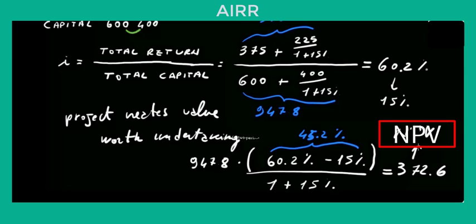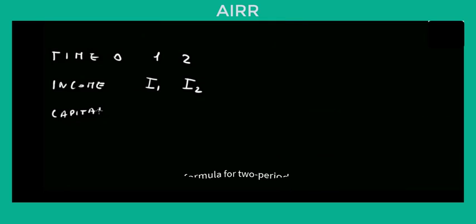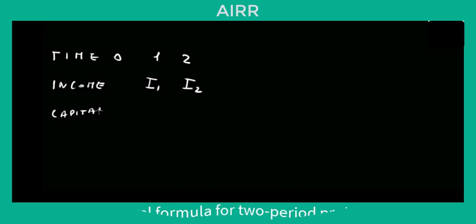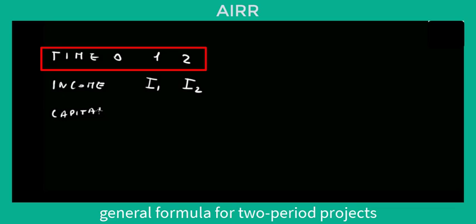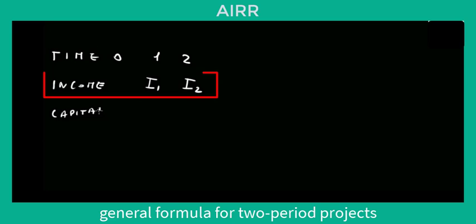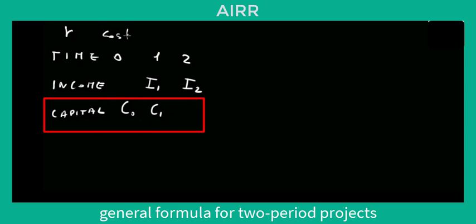I'll consider a project lasting 2 periods, and let the incomes be denoted as I of 1 and I of 2, while the capitals invested are denoted as C of 0 and C of 1. R is the cost of capital.